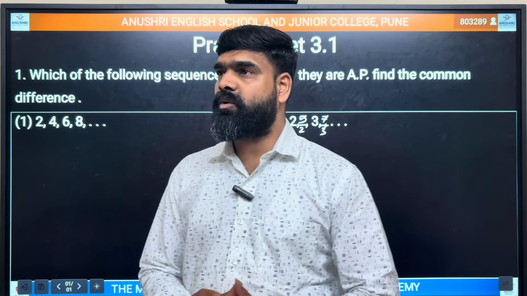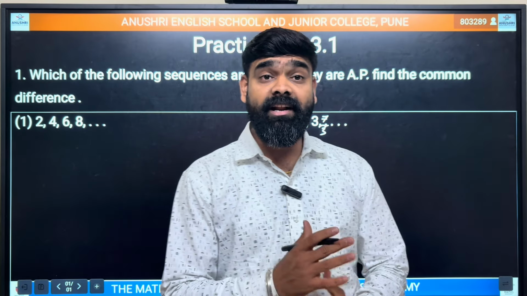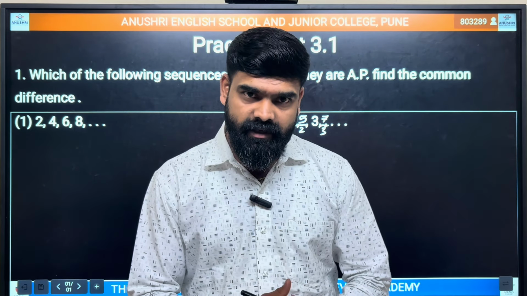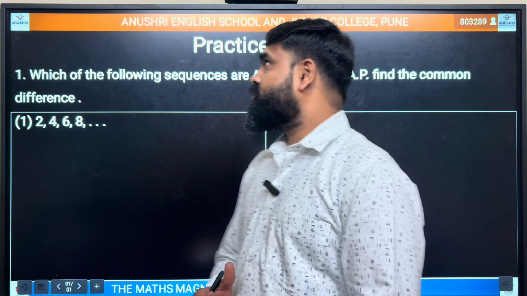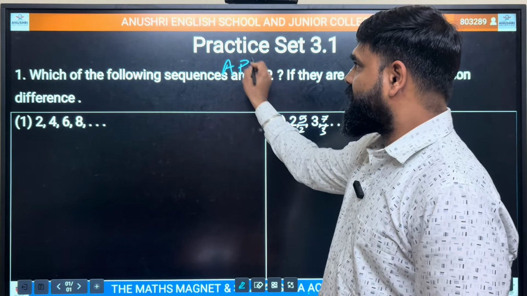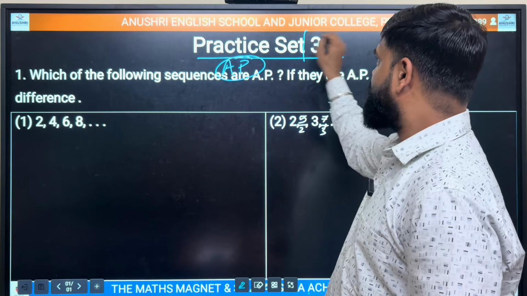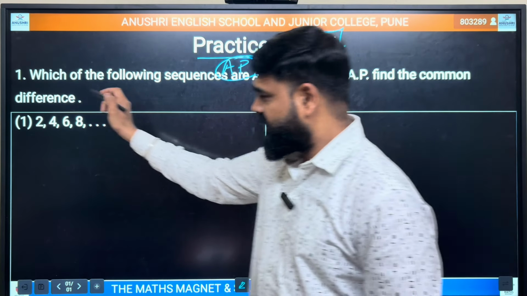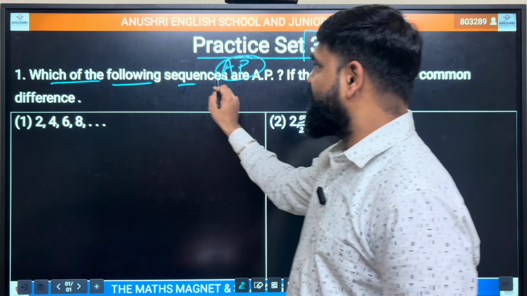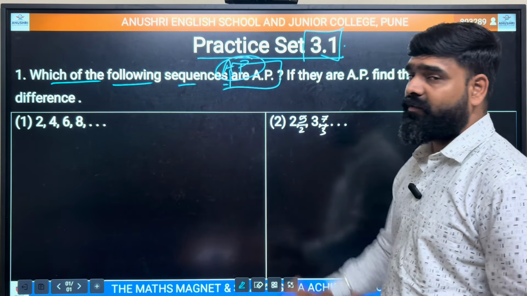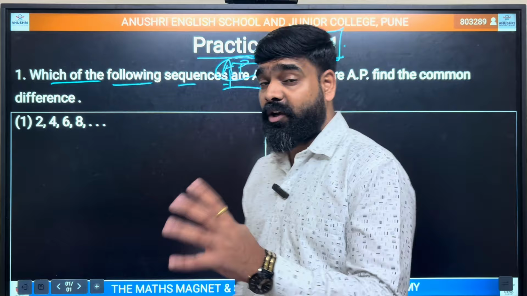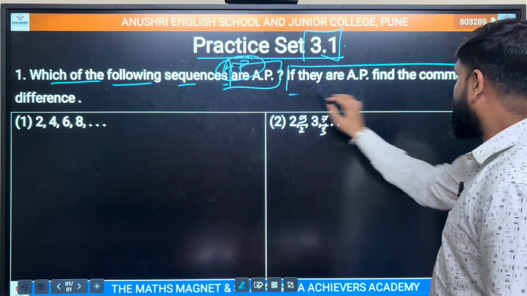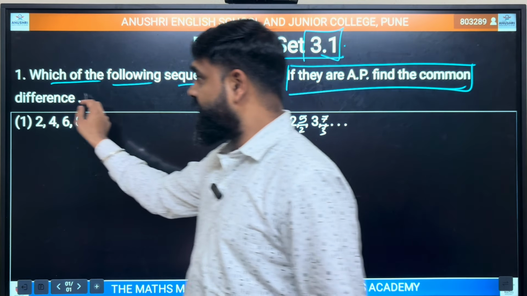So today we are going to discuss arithmetic progression, which is the third chapter of Mathematics 1 for the Maharashtra State Board. In the AP or arithmetic progression, we have this practice set number 3.1. In that we have fixed pattern questions. Means in the first question, which of the following sequences are AP? We have to recognize whether the given sequence is AP or not, and if they are AP, then we have to find the common difference.